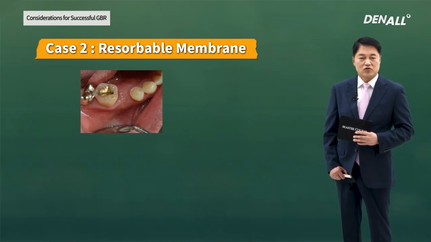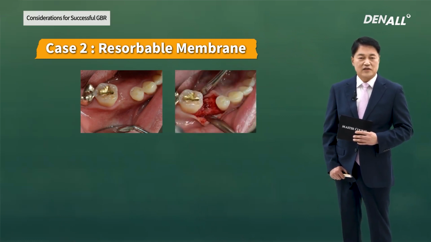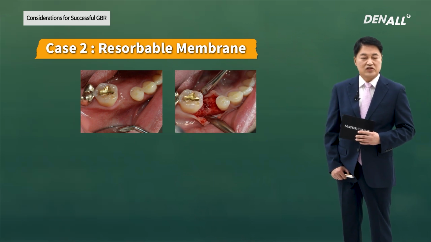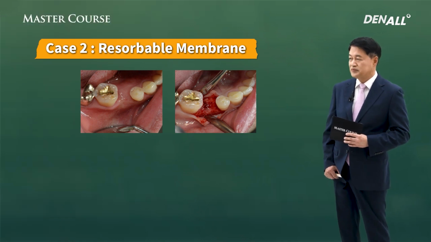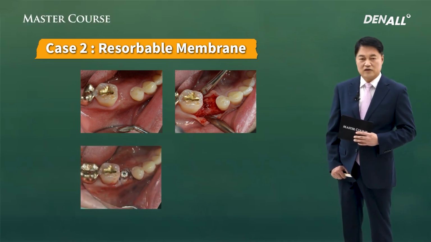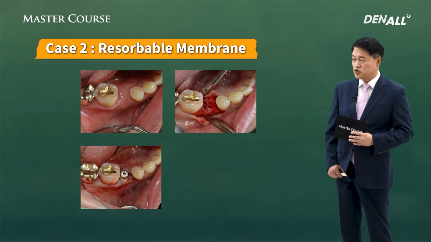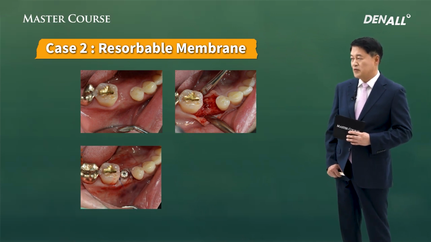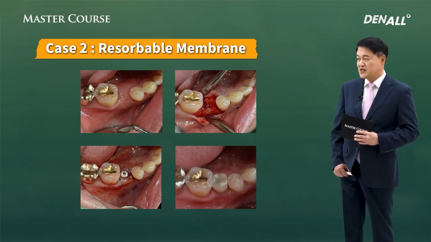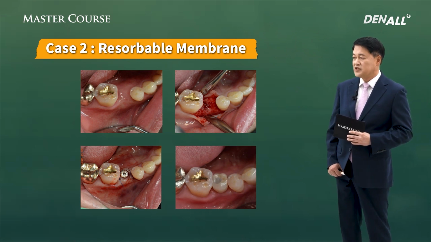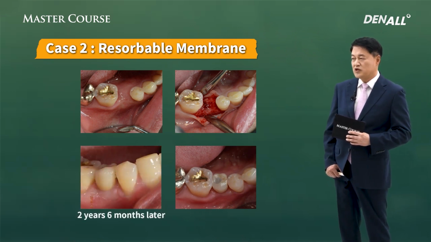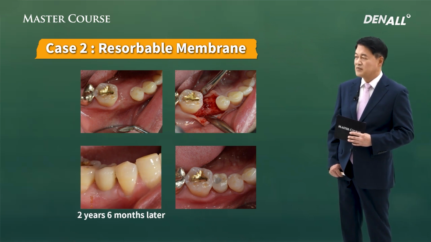Nice primary wound coverage was done. When I opened the flap for second surgery, I saw that GBR was very successful. I connected the healing abutment and completed secondary surgery, and after that, I delivered the prosthesis. 2 years and 6 months later, you can see that it is well maintained.